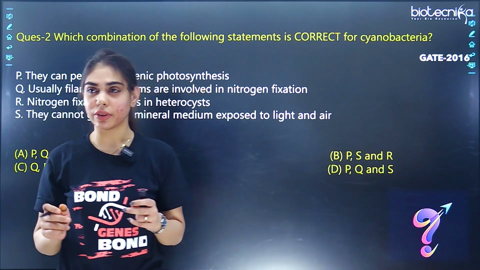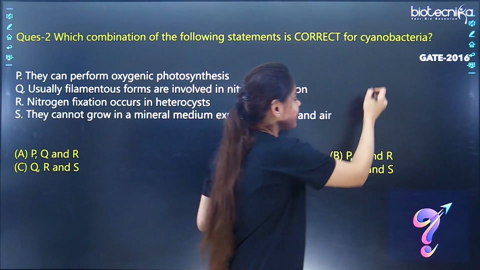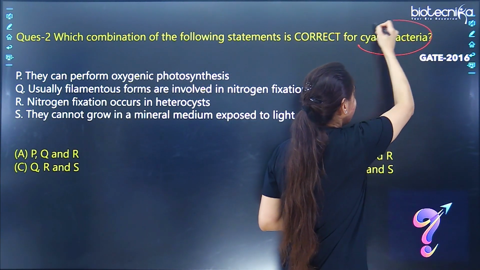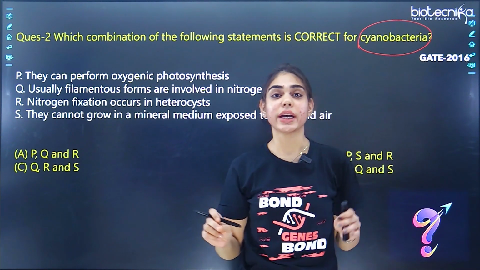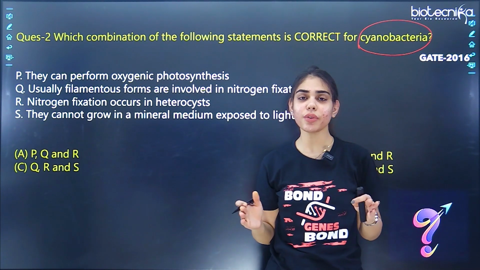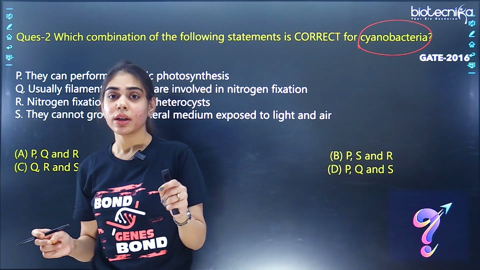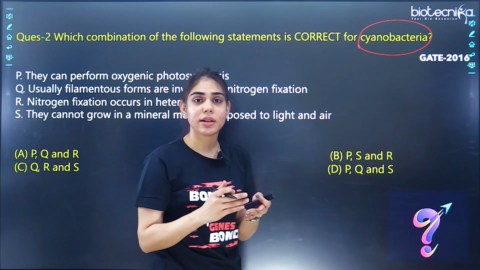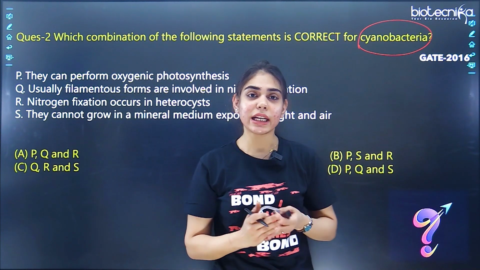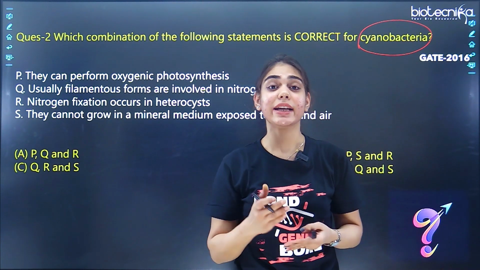Which combination of the following statements is correct for cyanobacteria? Now we all know that cyanobacteria is a blue-green algae. It is a nitrogen fixing organism. But still, if you do not know the subject, we will try to read, understand and reach the final option just by excluding, by identifying absolute, contradictory and possible statements. With the help of all these types of statements, we can reach the final answer.